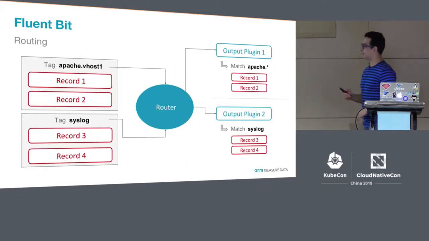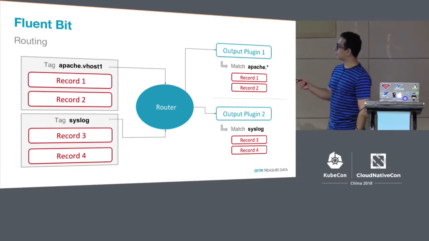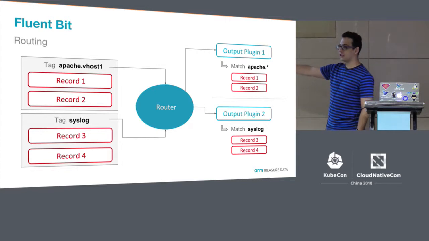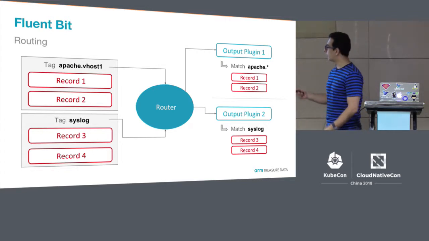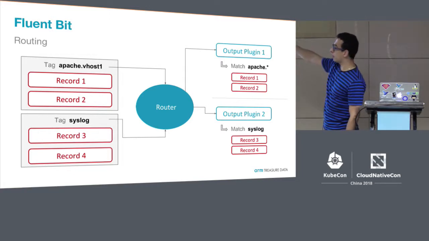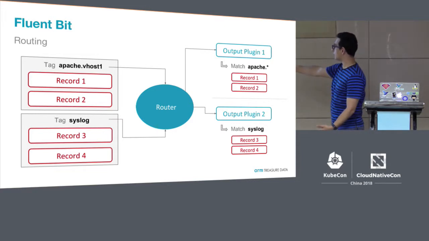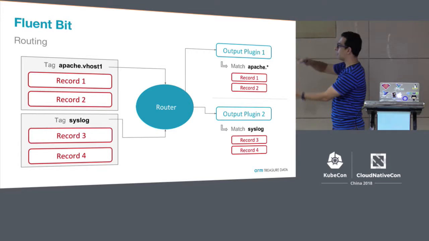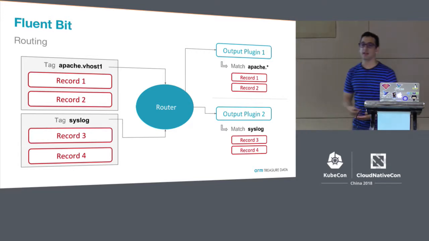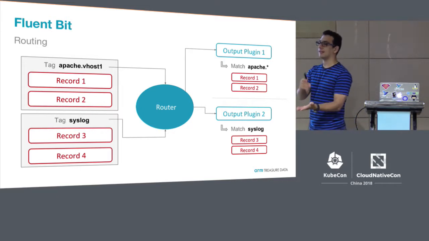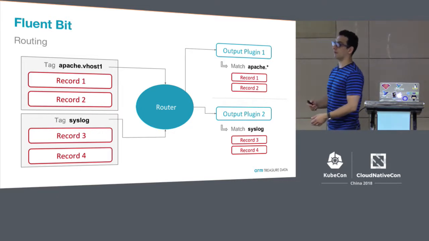So things get more fun here because everything that was grouped here with Apache and here with syslog gets into the engine, basically the router. And the router will say, okay, everything that matches Apache.something will go to output plugin 1. Everything that matches syslog will go to output plugin 2. Or maybe you can send the same thing to both or many destinations. So if you are collecting data from one place, you can send that data to multiple places without any problem.